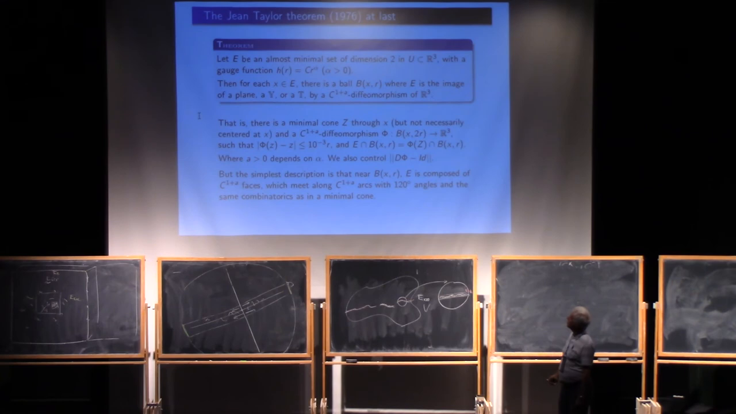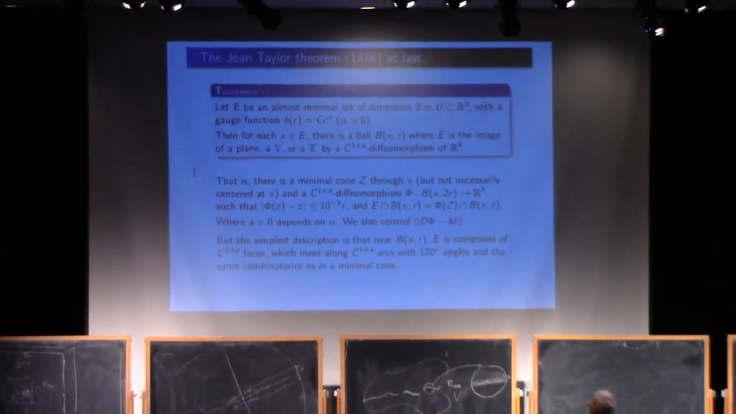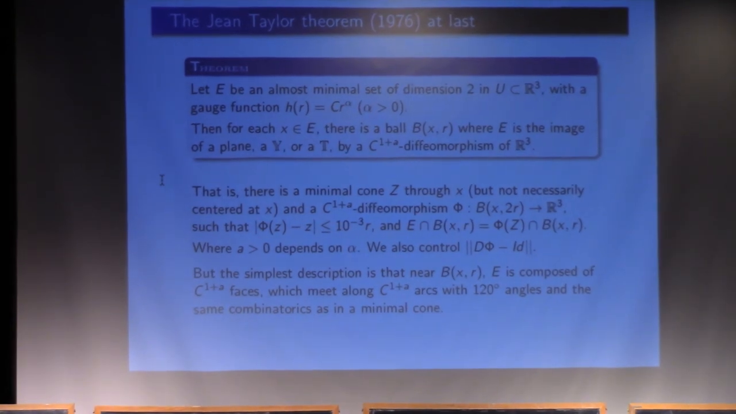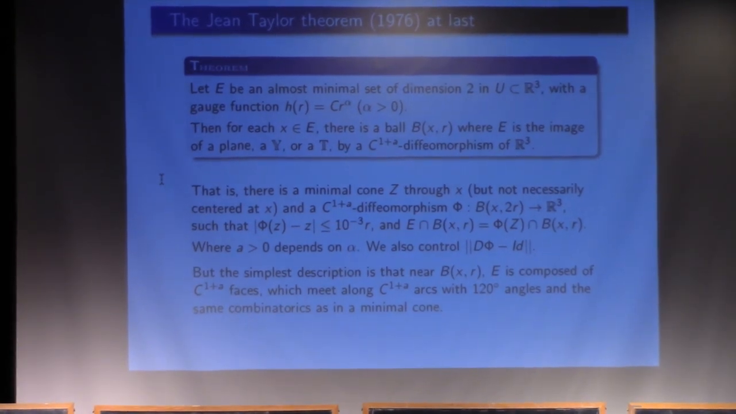So we have an almost minimal set of dimension, let's say in this case two, in some domain, but it's a local theorem, so it's near a point. You pick, so with a small enough gauge function, I decided to take a power. In fact, you can do much better than that, but don't worry. Pick a point of this set. Then the statement says that near this point, there is a small ball where the almost minimal set is exactly the same as its blow-up limit at that point, which is a minimal cone.